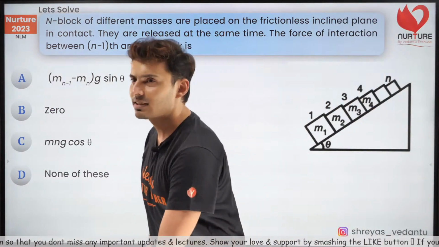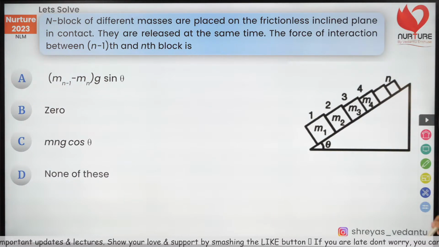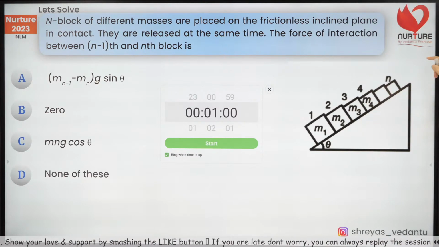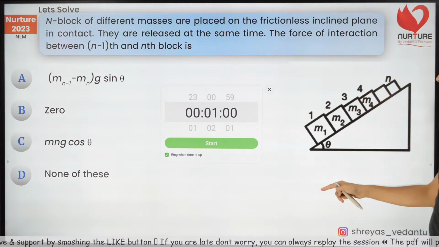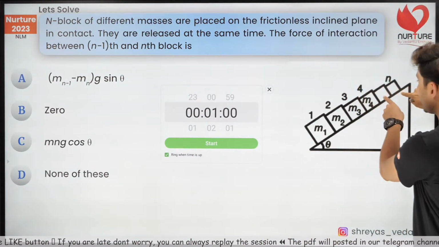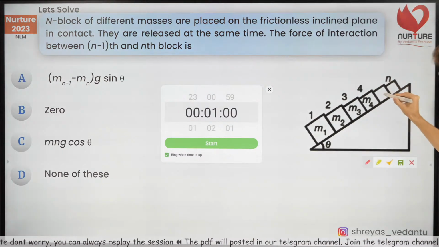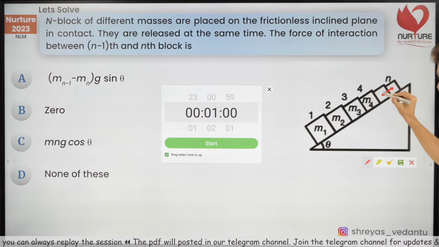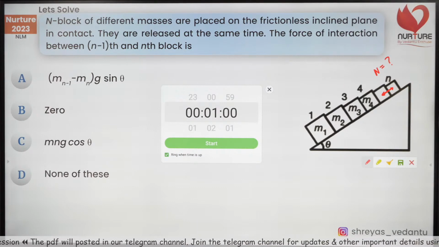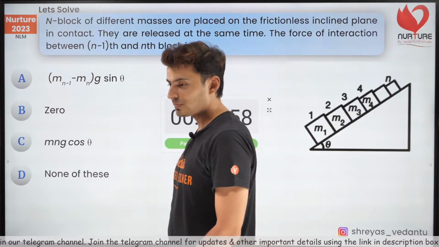Next question. This is just a 20-second question, but still I'll give you a time of 1 minute. Block 1, block 2, block 3, block 4, block 5, block n. N blocks are there. The force between the n minus 1th, second last, and the last block. So do you see there will be some normal force over here between the last and the second last block? So the question is, what will be the value of that normal force? Let's see how many of you can solve this. Question is starting now.